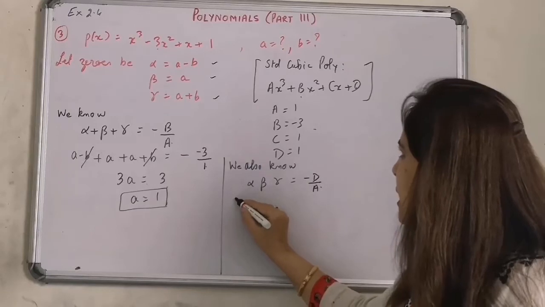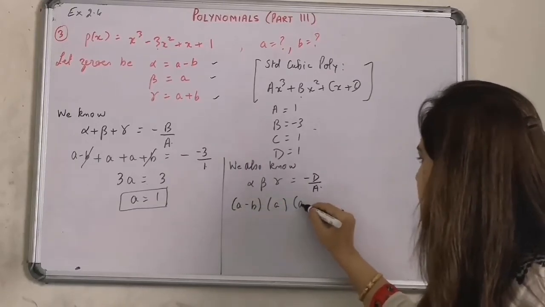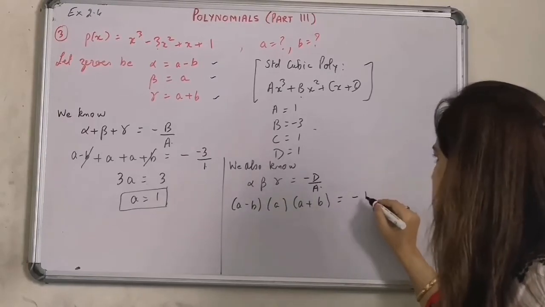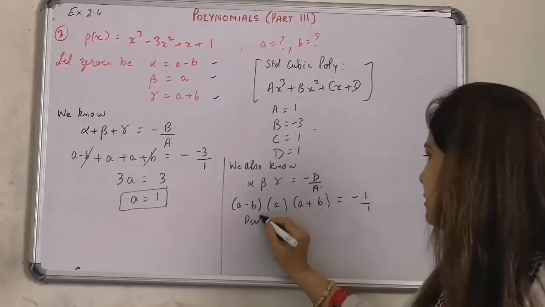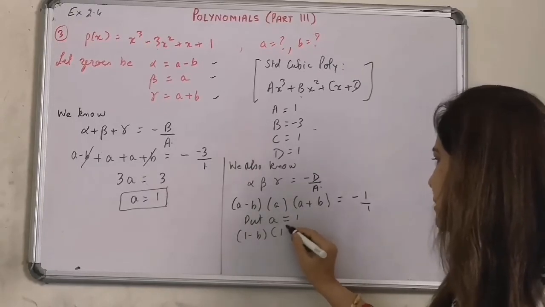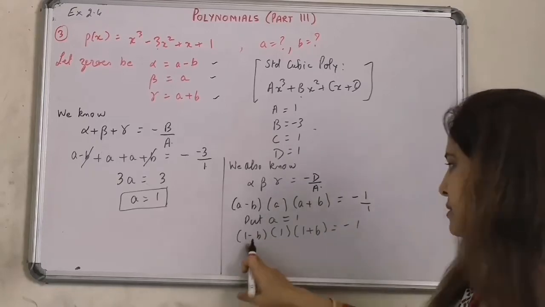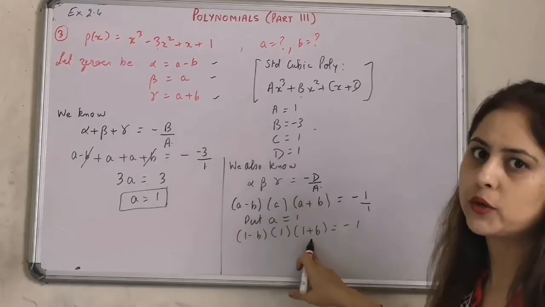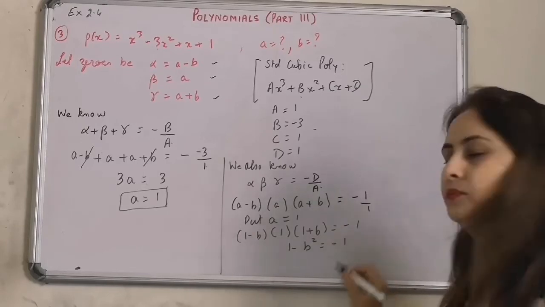Now alpha is a minus b, beta is a, gamma is a plus b, and this minus as it is. Capital D is 1 and capital A is 1 as well. Now put a is equal to 1. What do we get? 1 minus b into 1 plus b is equal to minus 1. Multiply. This is reminding us of the identity a minus b into a plus b, so this is going to be a square minus b square. 1 minus b square is equal to minus 1.